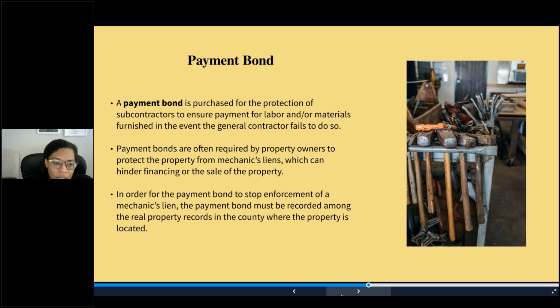In order for the payment bond to stop enforcement of a mechanics lien, the payment bond must be recorded in the real property records in the county in which the property is located.